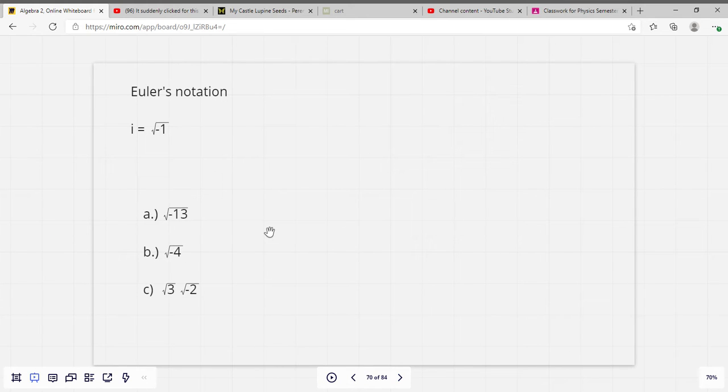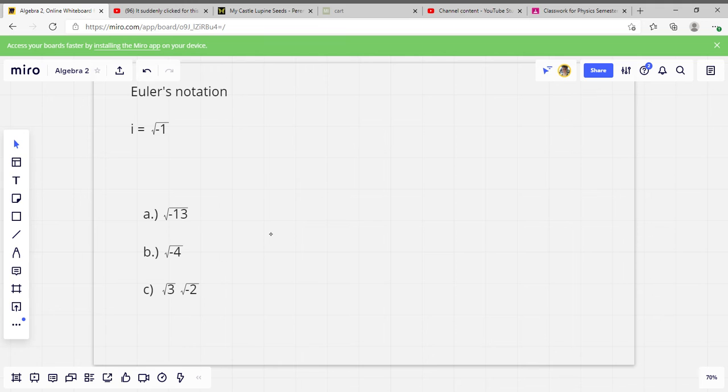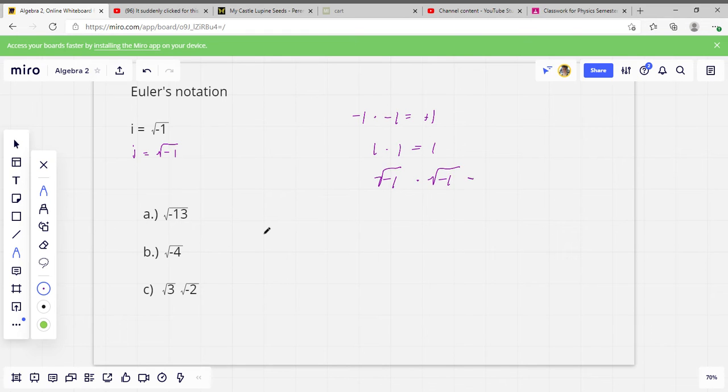All right, Euler's notation. So this is where we get the concept of an imaginary number. Lowercase i is equal to the square root of negative 1. And we know we can't find the square root of negative 1 because negative 1 times negative 1 equals positive 1, right? Positive 1 times positive 1 equals positive 1. But if we said the square root of negative 1 times the square root of negative 1, we're going to get negative 1. So it exists. It's just not something that we can find on a number line.